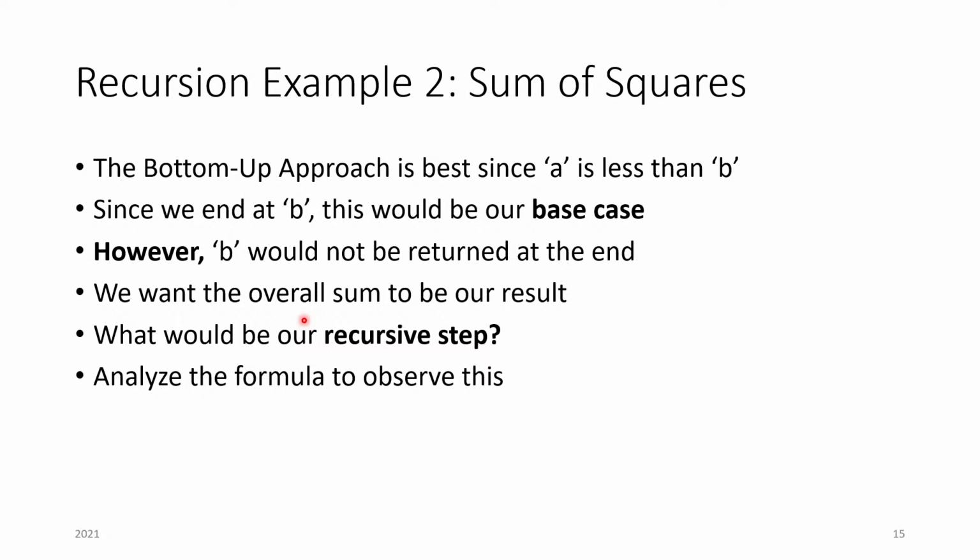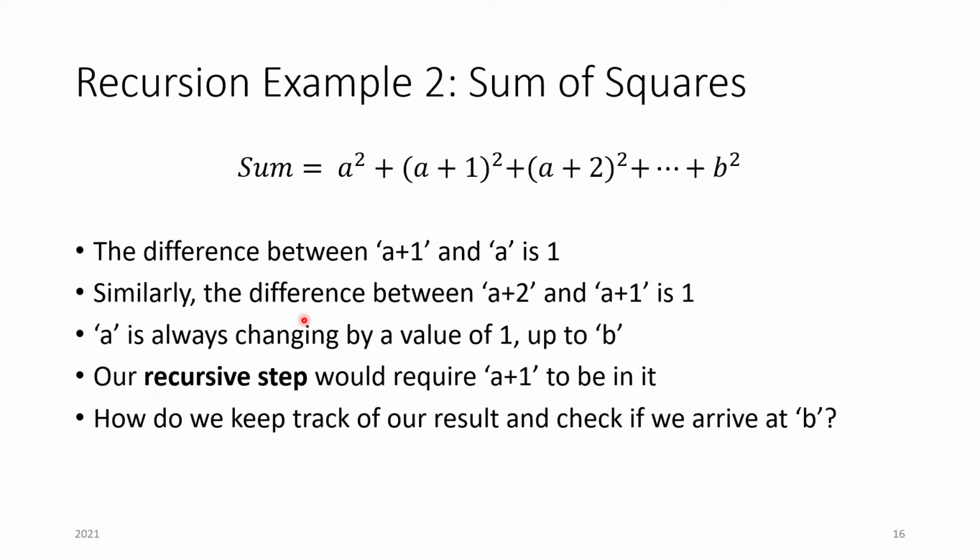So how do we formulate our recursive step in this particular case? We go back to the formula to observe. We do the same steps like before: we see the difference between a plus 1 and a here is 1, and then from a plus 2 to a plus 1 is also going to be 1. So a here is always going to be changing by a value of 1 up to b. Because we see this change, that means if a is changing by a value of positive 1, it's going to be a plus 1 that is required to factor into our recursive step.